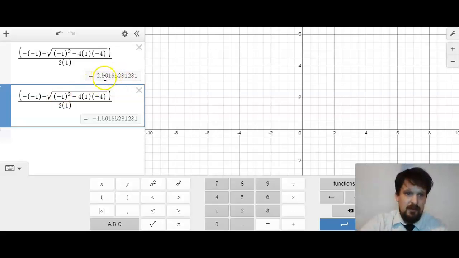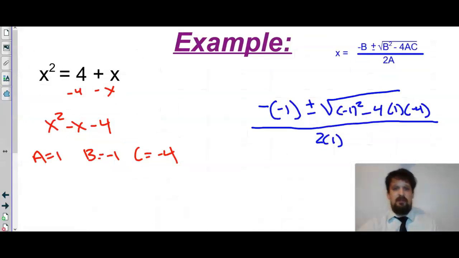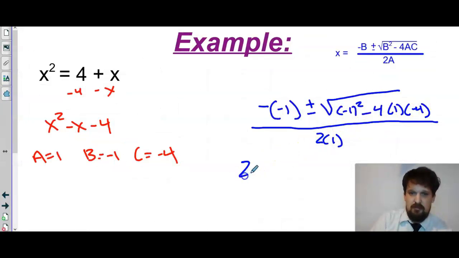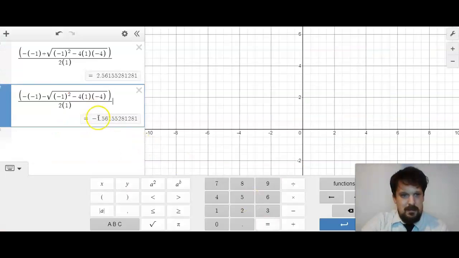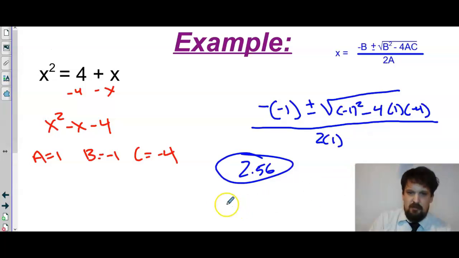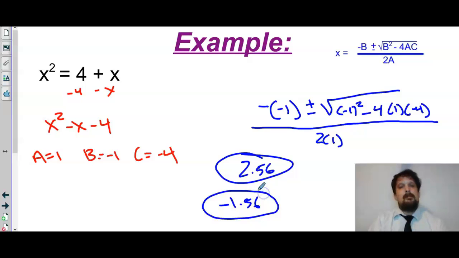Okay, so if I round here, I got 2.561, which is just plain old 2.56 for my first answer. And then my second answer is negative 1.561. So that just rounds to negative 1.56. Okay, and that's how you do the quadratic formula when you're going to get real solutions.